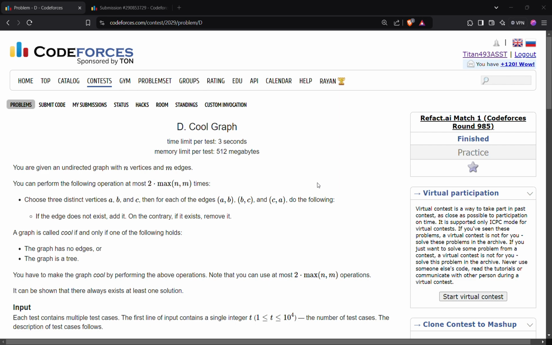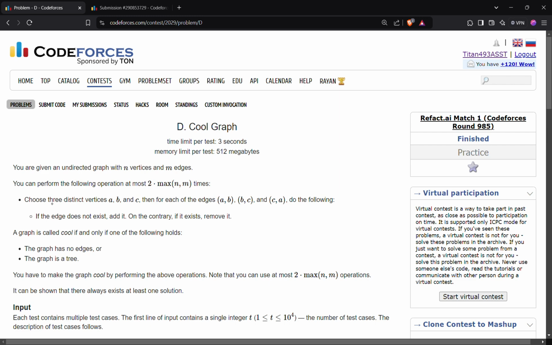So today we are going to take a look at this cool question called Cool Graph from the recent refact.ai Codeforces round. So the question says that you are given an undirected graph with n vertices and m edges. So you can perform the following operation at most two times max of n comma m times.